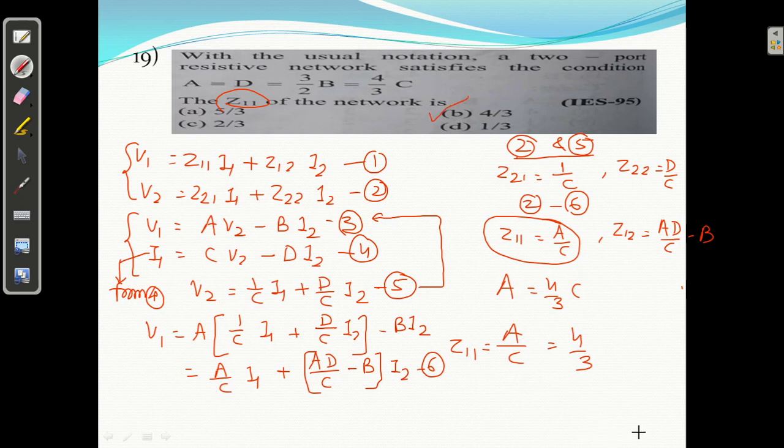So without doing anything, you will get the answer to question number 19. Okay, you will get the answer. So that is the answer, B, 4 by 3.